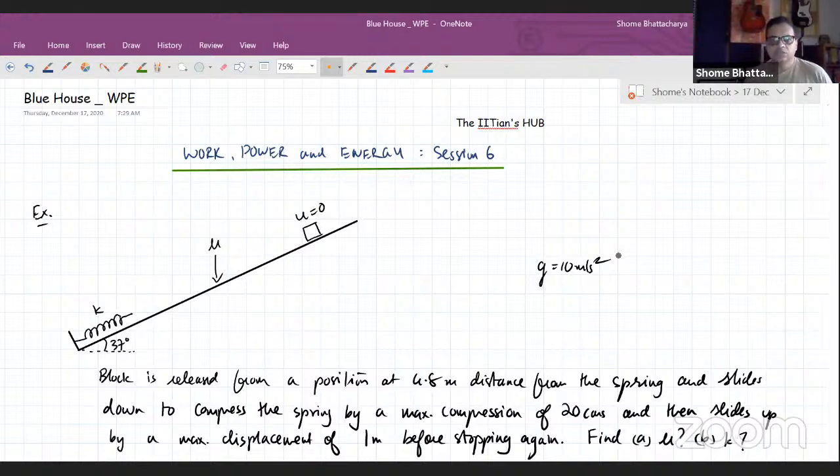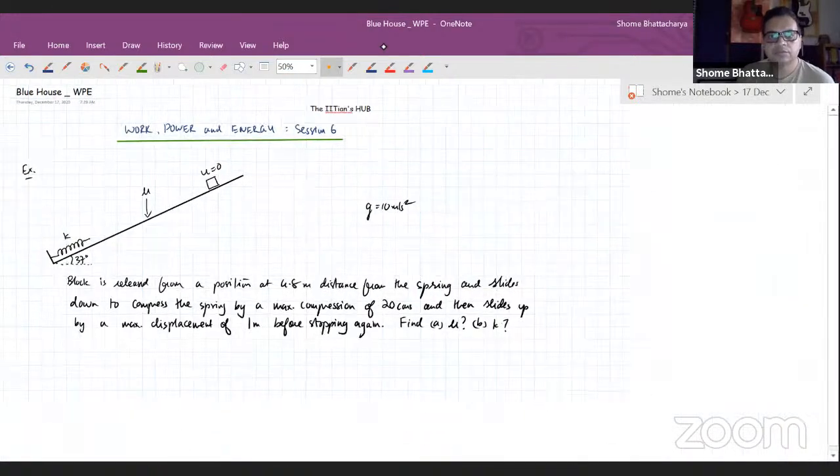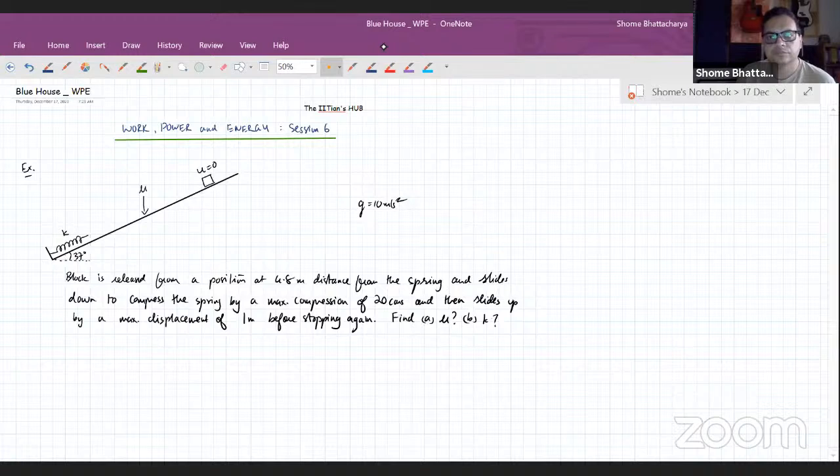So this is directly one of the questions from the H.C. Verma exercise. So just think how you will set up the work energy equations. We will discuss in a moment. But just try to figure out yourself how you will set up the work energy equations.